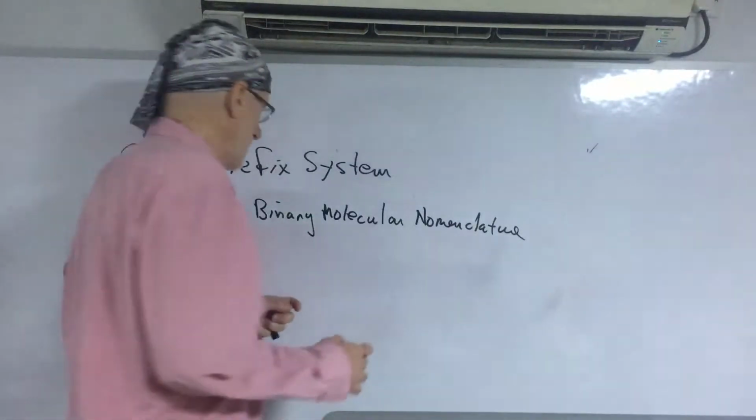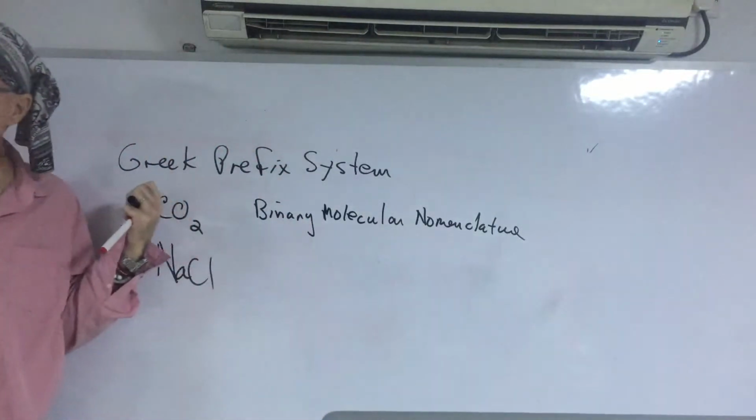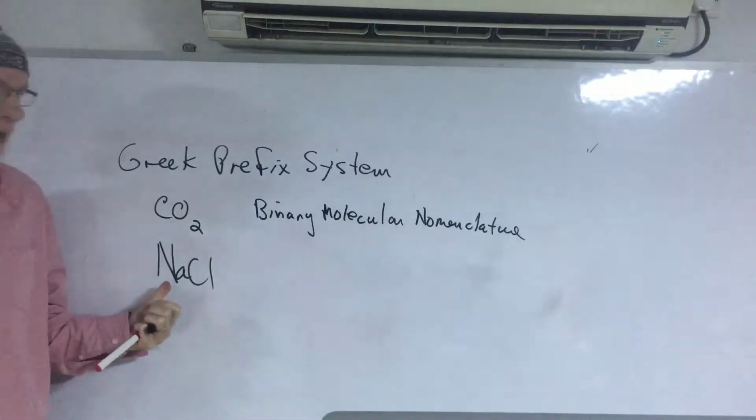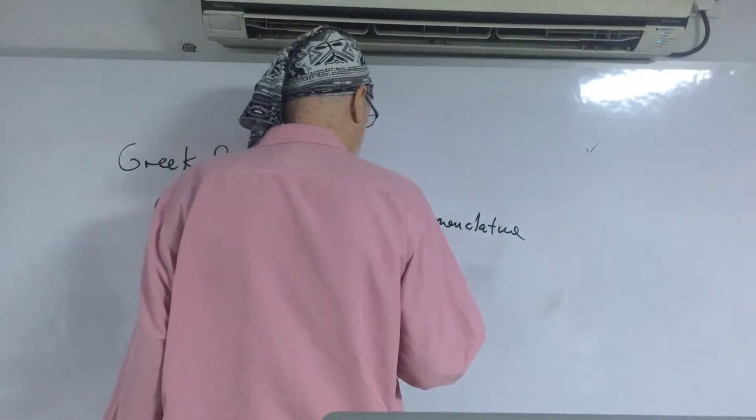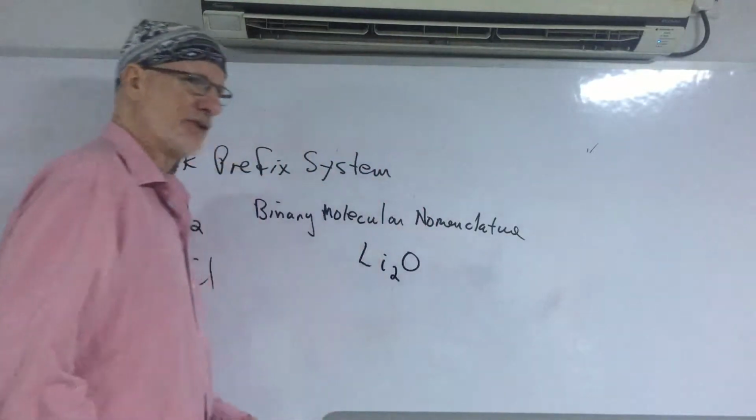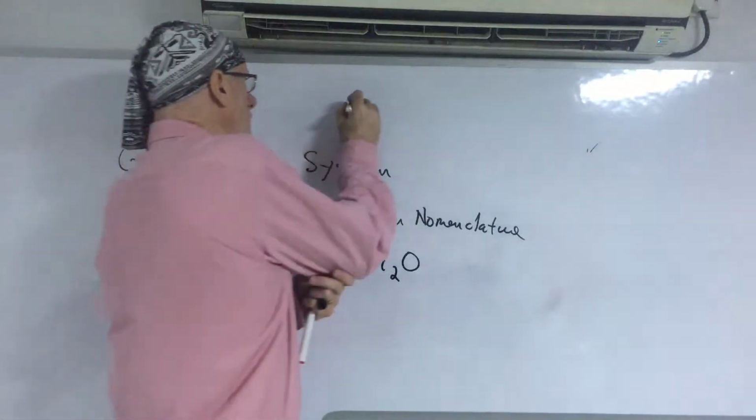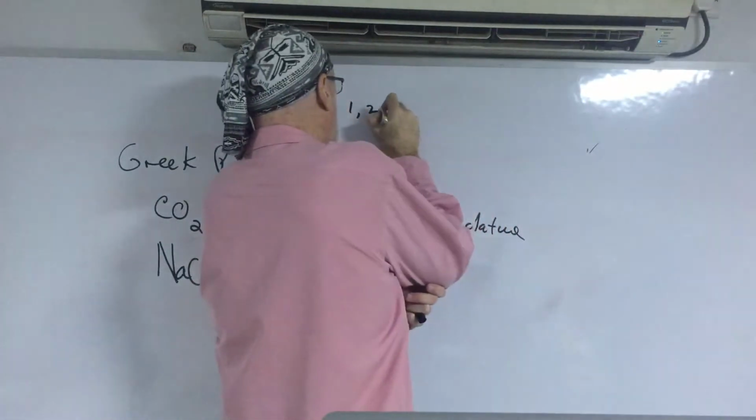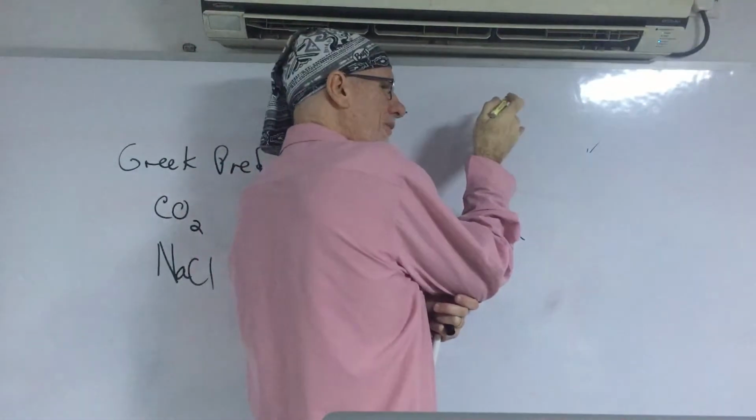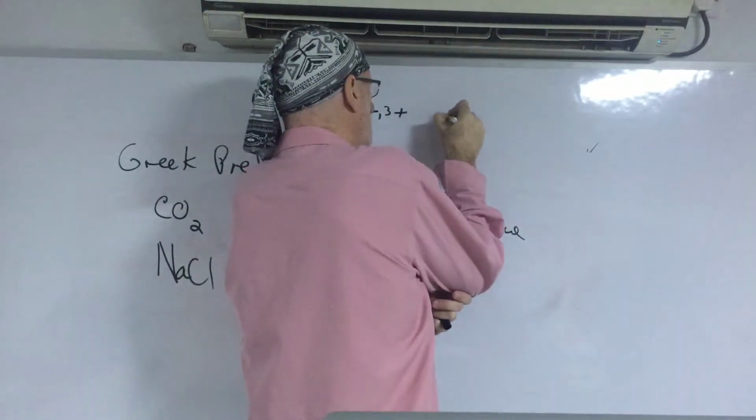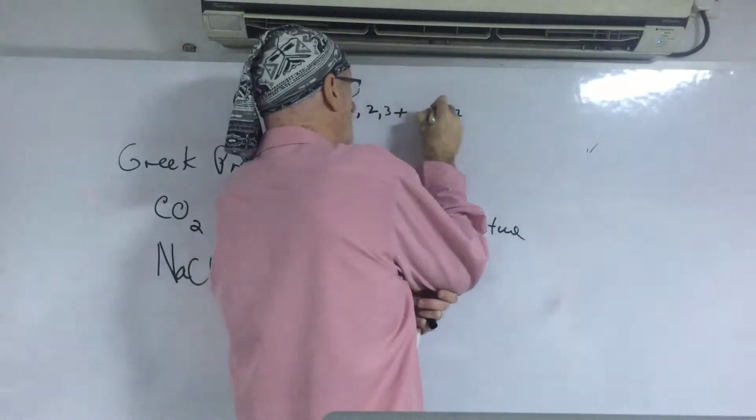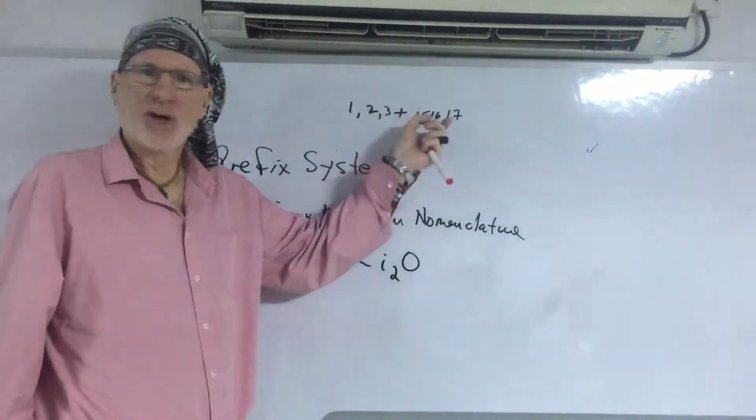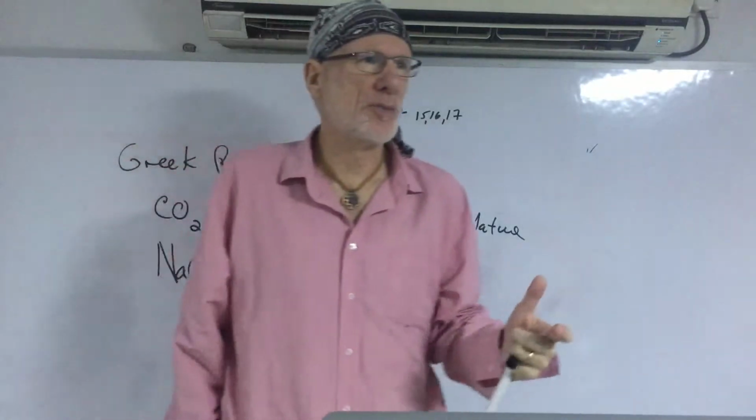So, let's do some problems. What's CO2? Carbon dioxide. What's NaCl? Sodium chloride, right? So, if it's from group 1, 2 plus, 1, 2, 3 plus, what? 18, 17, 16, 15. So you don't need a Roman numeral, right? They only have one. Why do you need a Roman numeral?